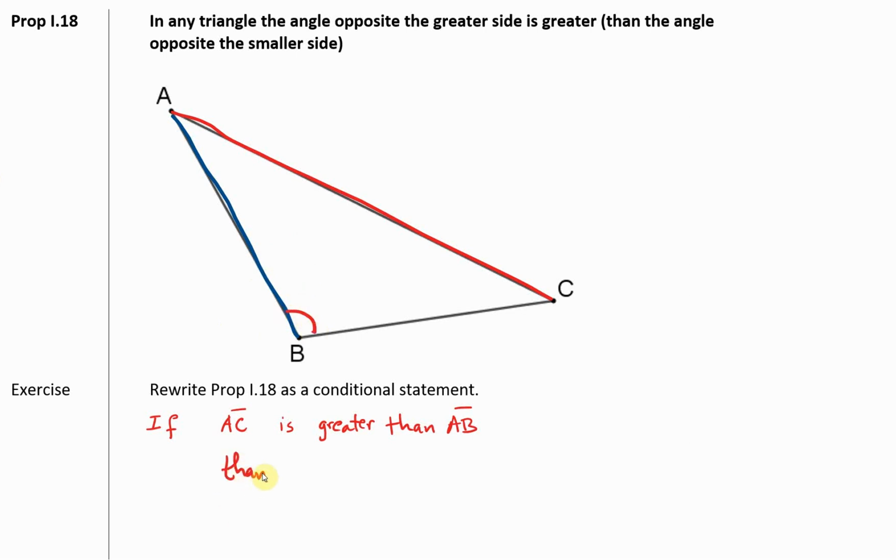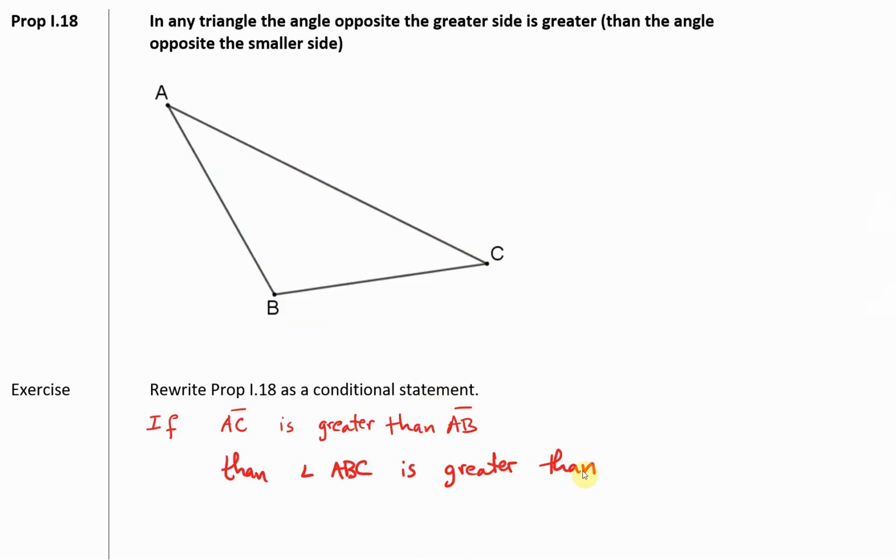Then angle ABC is greater than the angle opposite of side length AB. Okay, so in other words, the red side is longer than the blue side, so the red angle must be larger than the blue angle. So that is what we're trying to show in this proposition. Okay, so angle ABC would be greater than angle ACB.